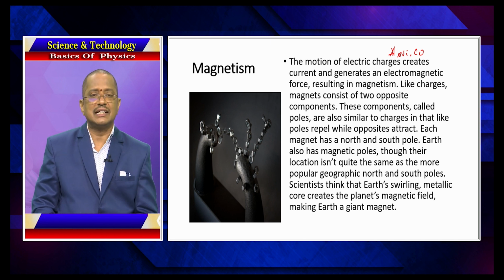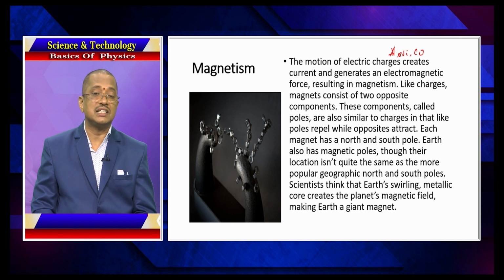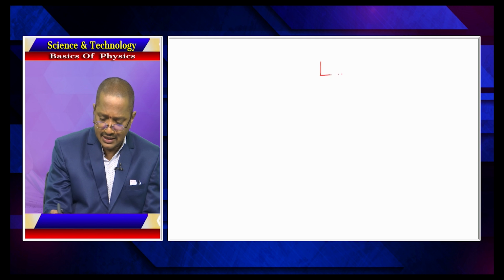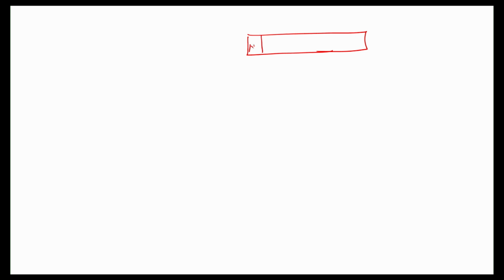There are two kinds of magnets, permanent magnets and temporary magnets, and we have electromagnets also. Every magnet has two poles, we call them the north pole and south pole. Clear? So, this is called a bar magnet. For example, say this is a north pole and this is a south pole. The magnetic force of attraction is more concentrated at the poles and minimum at the center.